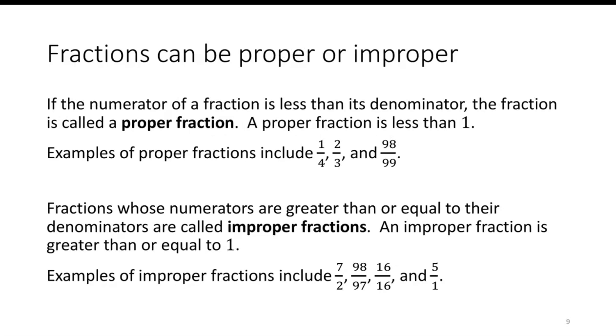Fractions can be proper or improper. If the numerator of a fraction is less than the denominator, the fraction is called a proper fraction. So a proper fraction is always less than 1. Examples of proper fractions include 1/4, 2/3, and 98 over 99. If the numerator is larger than the denominator, those are called improper fractions. So improper fractions are always greater than or equal to 1. That would be like 7/2, 98 over 97, 16 over 16, 5 over 1.